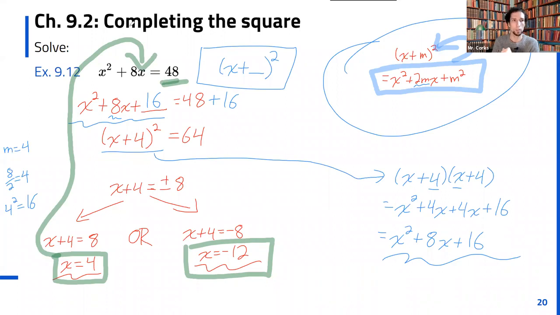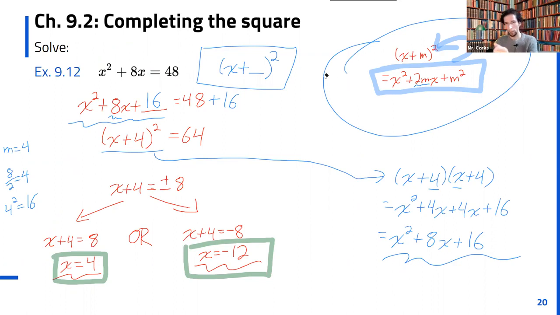Both of these are our solutions for x here. Again, because it's an x squared, we're going to have two different values that are possible solutions. Okay, so that's the completing the square method. Remember the thing that we have on the right here, x plus m squared is equal to x squared plus 2mx plus m squared. We just want to go backward. So find the number that we can put in there that will let us go backward with that one.